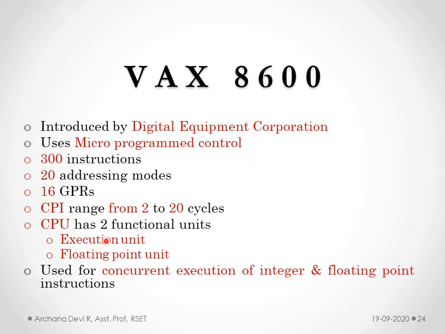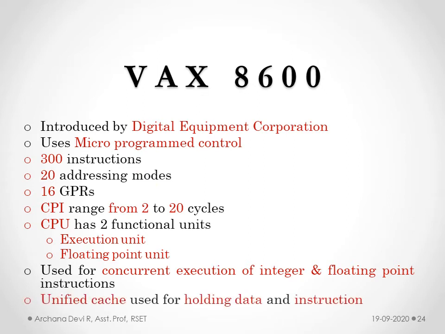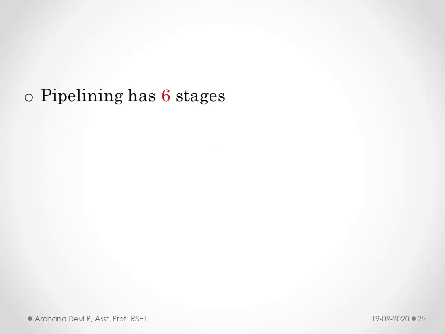That is why you have a separate execution unit which takes care of integer instructions, and another floating point unit which takes care of floating point operations. These are the important features of the VAX 8600 architecture, and it has a unified cache, a single cache for holding both data and instruction. In this architecture, pipelining takes altogether 6 stages.